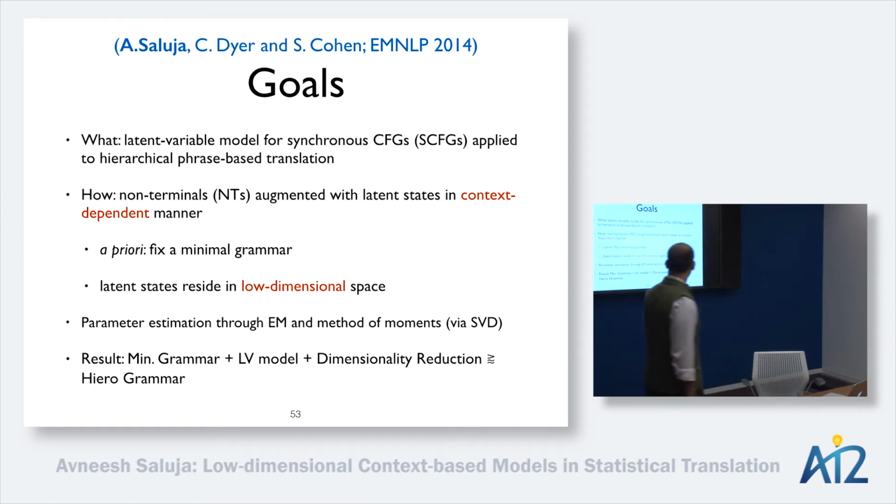And we learn these latent states using two methods: EM, and something a little more interesting in my opinion, the method of moments estimator, which I'll talk about more. The basic idea I'd like to emphasize is that with a minimal grammar, so we saw that whole performance gap between minimal and composed grammars, along with this latent variable model, plus some intelligent dimensionality reduction, we managed to get performance equivalent to, if not slightly better than, the equivalent hiero grammar.